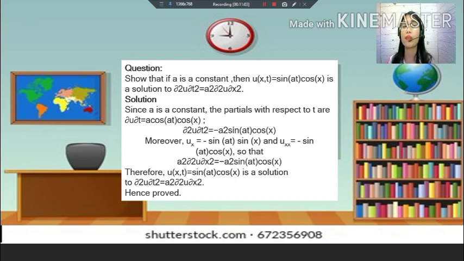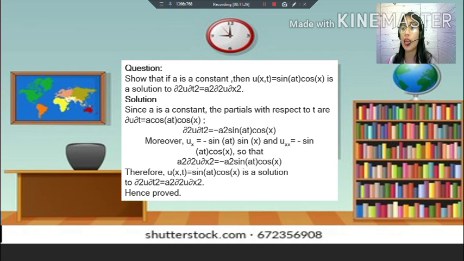This is the question. Show that if a is a constant, then u of x, t equals sine of at times cos of x is a solution of the partial derivative squared of u over partial derivative of t squared equals a squared times the partial derivative squared of u over partial derivative of x squared. And this is the solution.